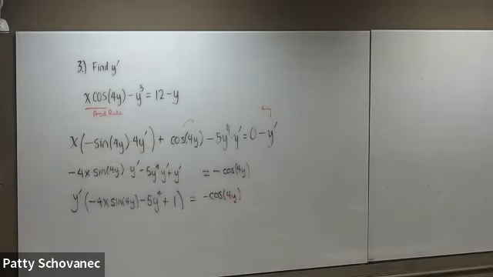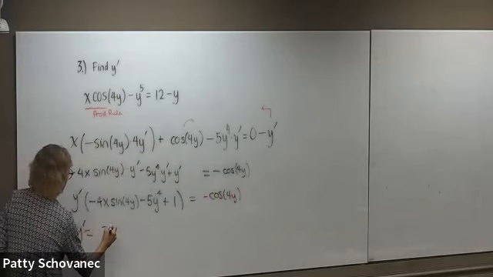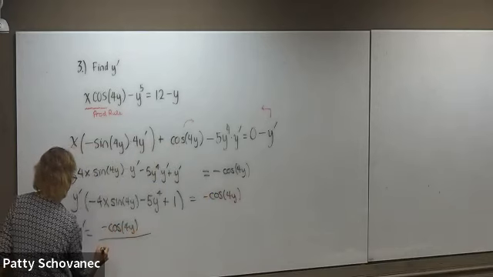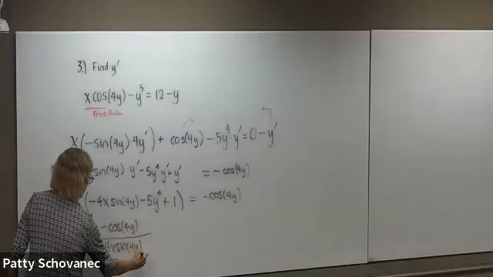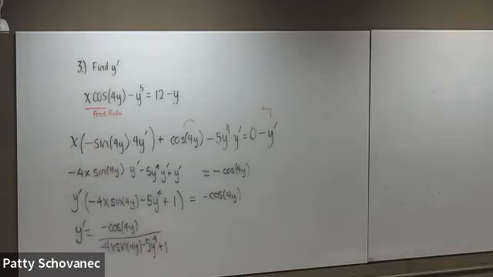And then divide both sides by the junk in the parentheses and you're done. Y prime is minus the cosine of 4y divided by that big line: minus 4x sine of 4y minus 5y to the 4th plus 1. This is the important step, because after this step, it's all very routine. Everybody okay with getting the derivative in the first line? Do I need to back up and point anything else out?